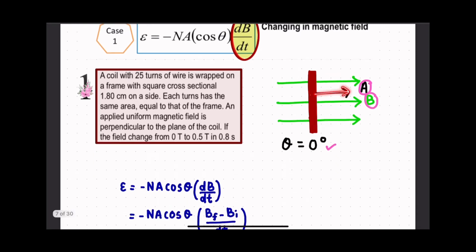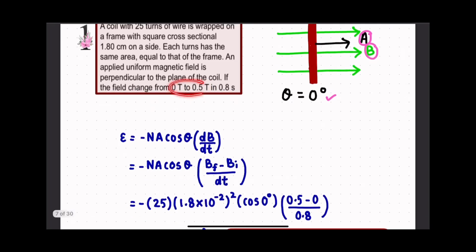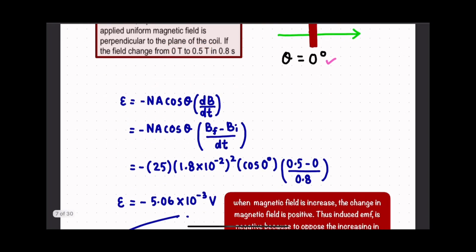Vector area A is always 90 degrees to the surface. Okay, next, if the field changes from 0 to 0.5 Tesla in 0.8 second, what changes here? B is changing. So use the formula of induced EMF equal to NA cos theta dB per dt, which means the changing of magnetic field.